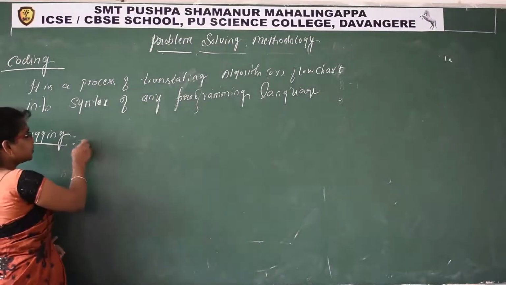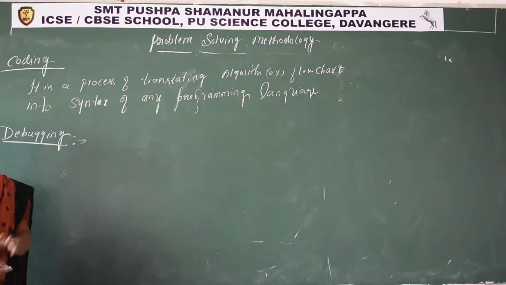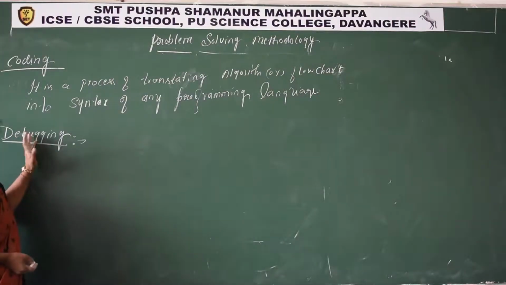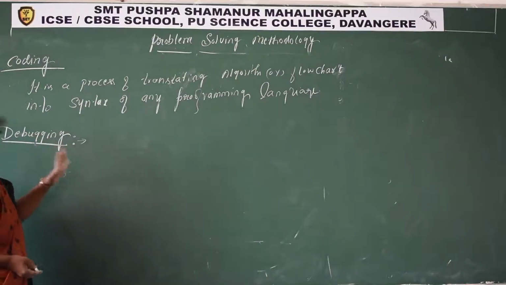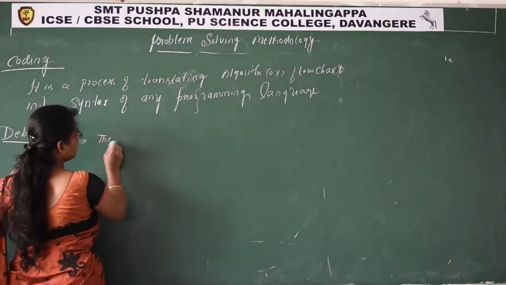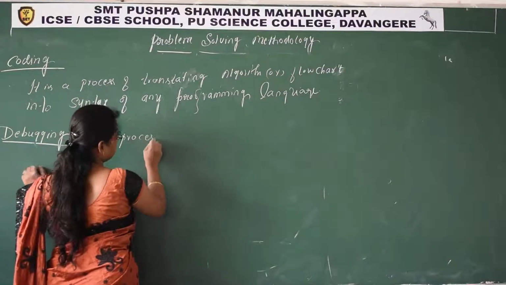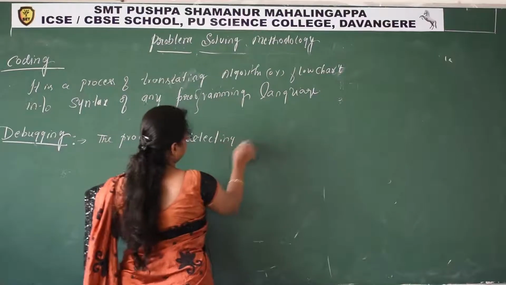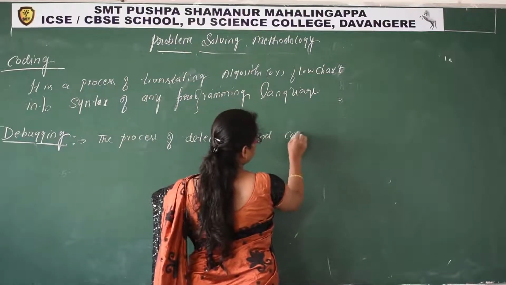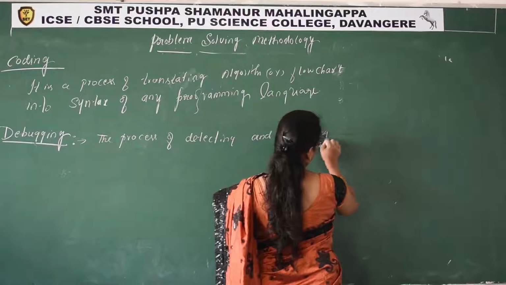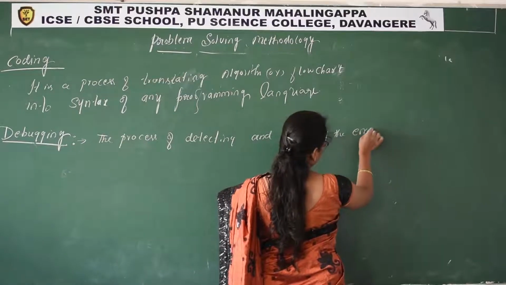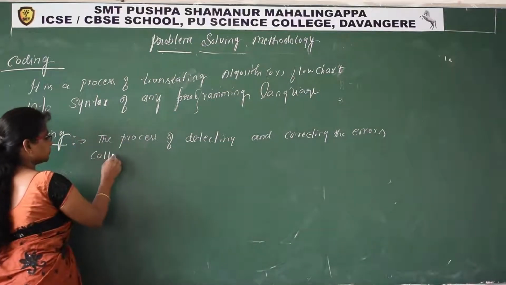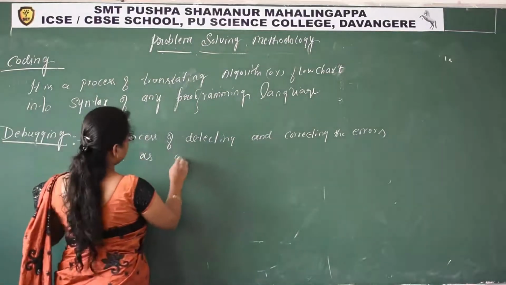So debugging is nothing but detecting and correcting the errors. We call it debugging. Bug means errors. Debugging means detection and correction of errors. The process of detecting and correcting the errors is called debugging.